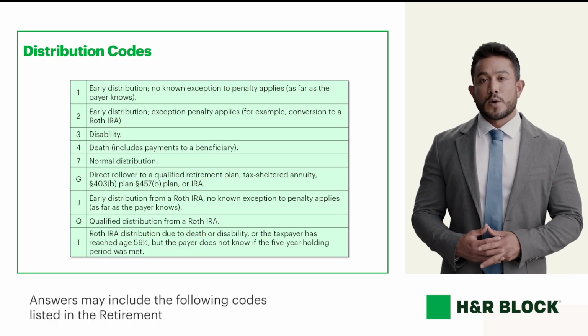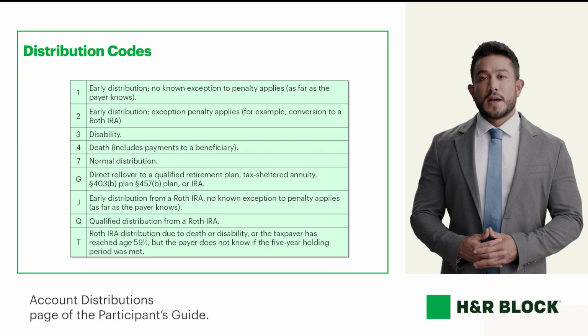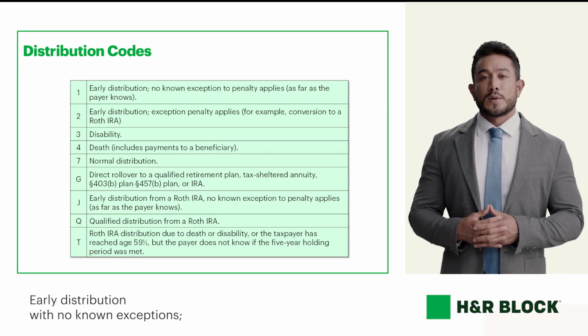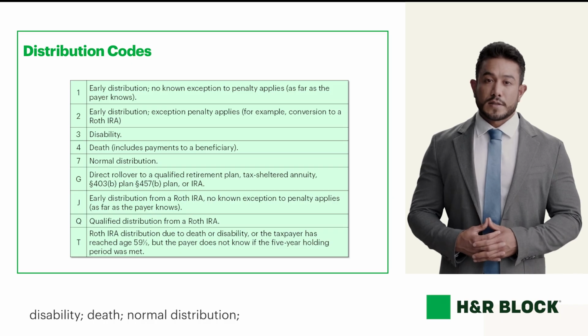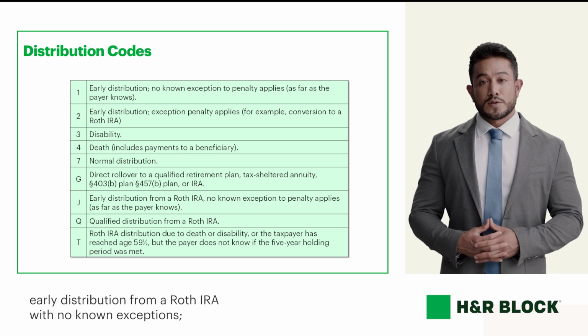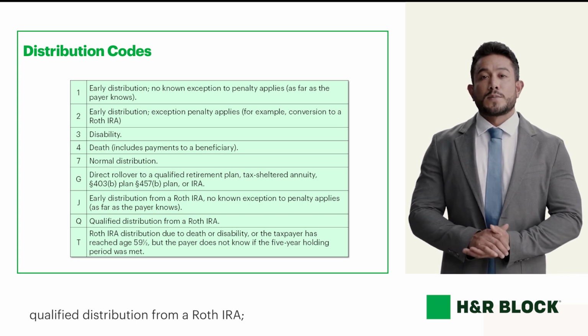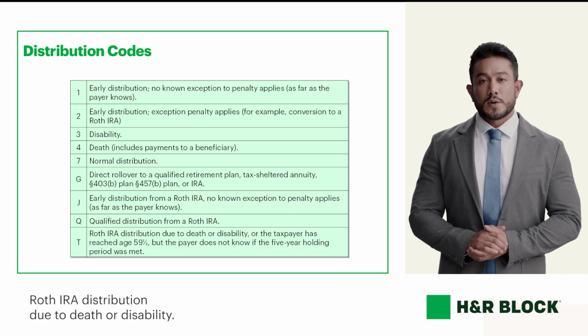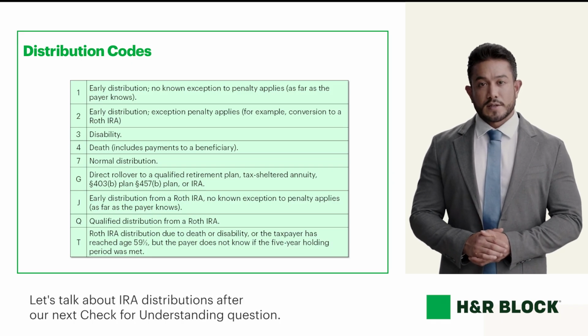Answers may include the following codes listed in the Retirement Account Distributions page of the Participants Guide. Early distribution with no known exceptions. Early distribution with an exception, disability, death. Normal distribution. Direct rollover to a qualified retirement plan. Early distribution from a Roth IRA with no known exceptions. Qualified distribution from a Roth IRA. Roth IRA distribution due to death or disability. Let's talk about IRA distributions after our next check for understanding question.